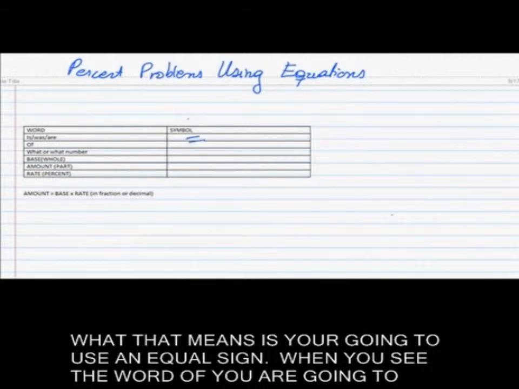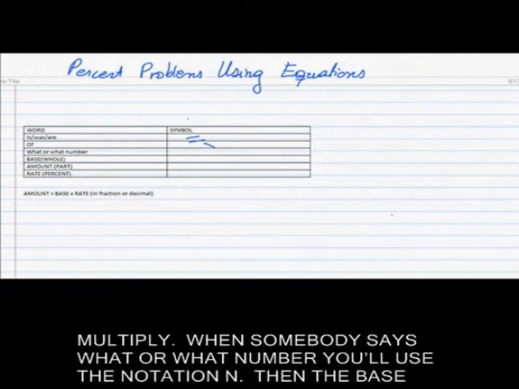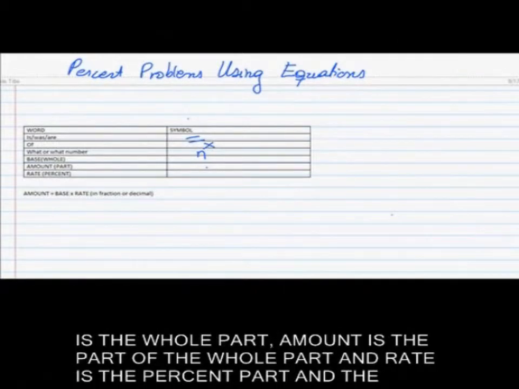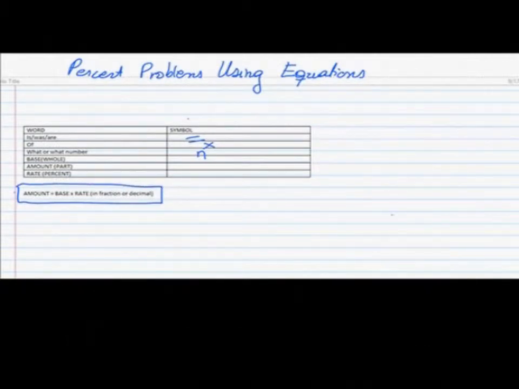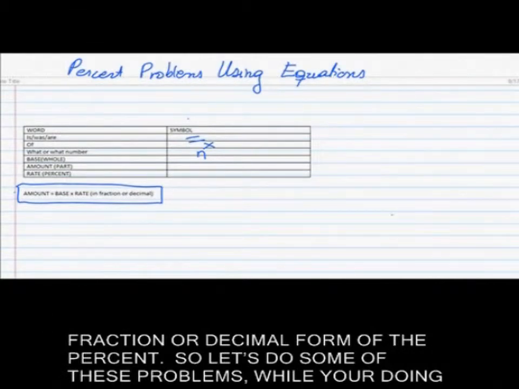When you see the word "of," you are going to multiply. When somebody says "what" or "what number," you'll use the notation n. Then the base is the whole part, amount is the part of the whole part, and rate is the percent part. And the formula that you'll be using is amount equals base times rate. And the rate has to be in fraction or decimal form of the percent.